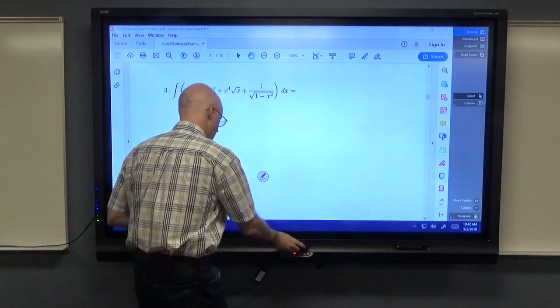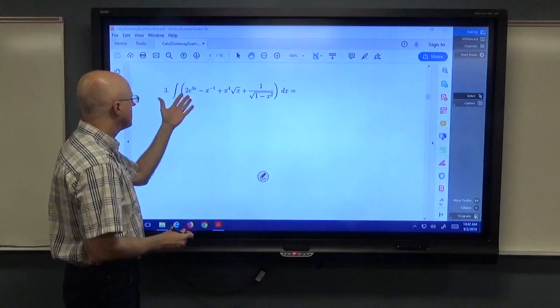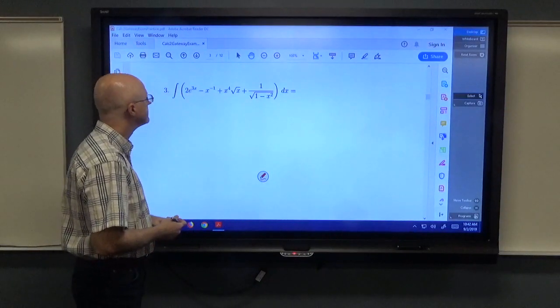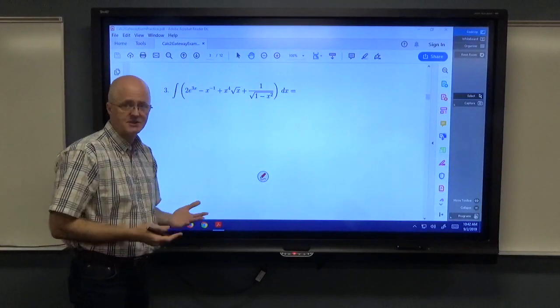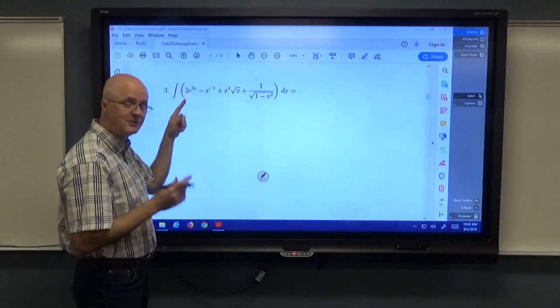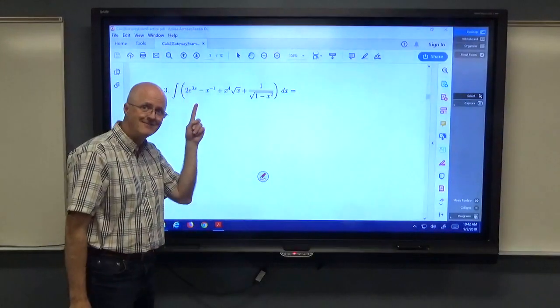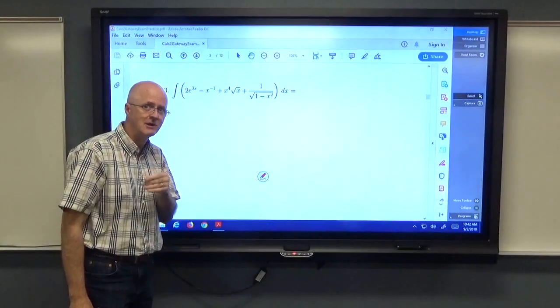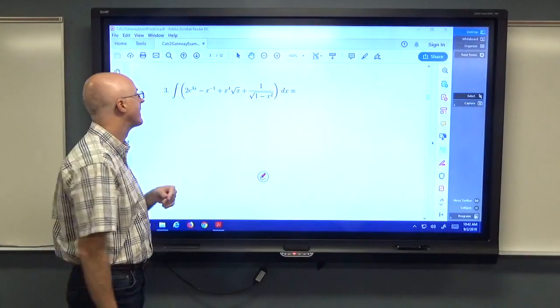This one we have an integral of a sum and difference of a bunch of terms, each of which is actually fairly easy to integrate. This is fairly easy to integrate. You can do a substitution. I think this time I'll just do it by guessing. With simple substitutions, you can often do it by guessing instead.